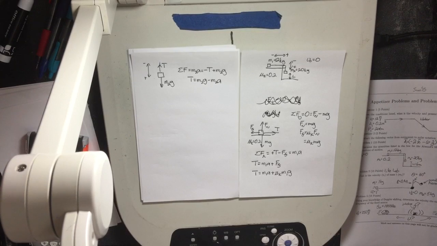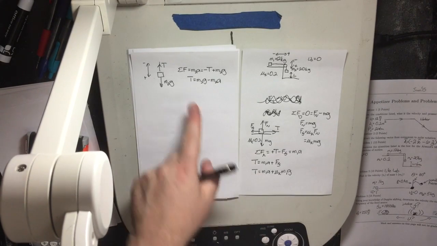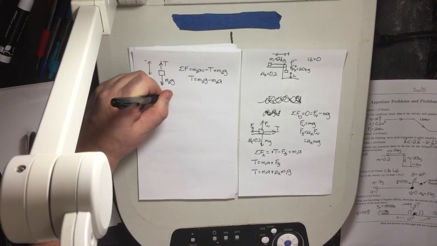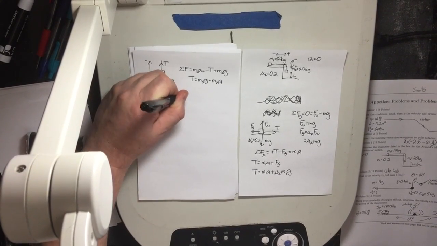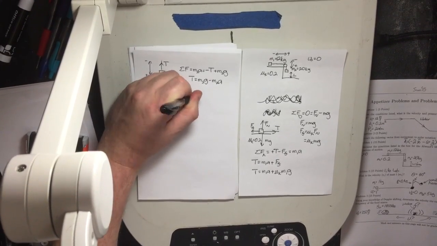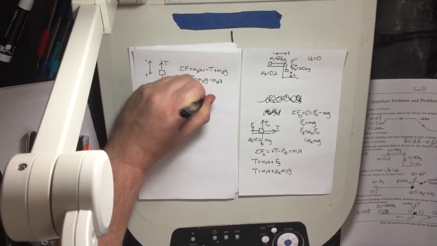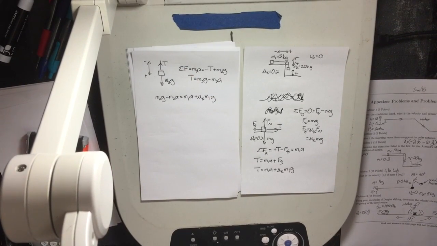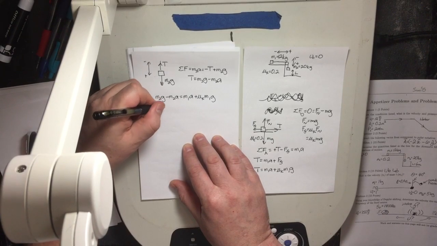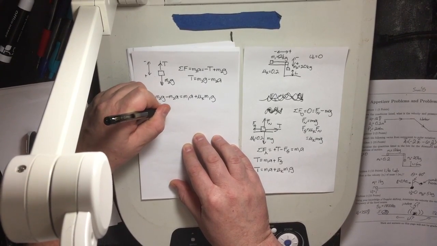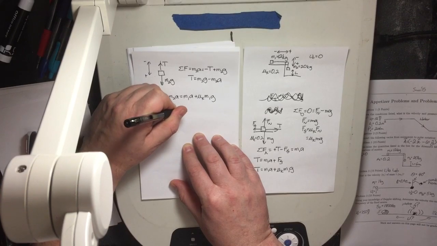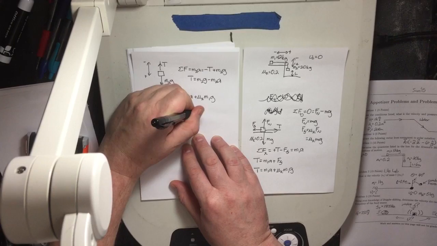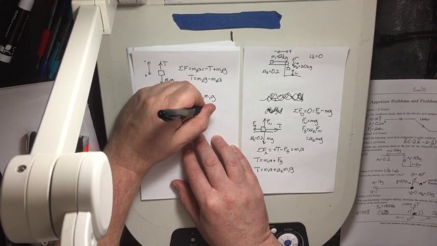So we have two expressions for tension. We're going to put them together. M2G minus M2A equals M1A plus mu sub k M1G. Now I get to solve for A. M2G minus mu sub k M1G is equal to M1A plus M2A.